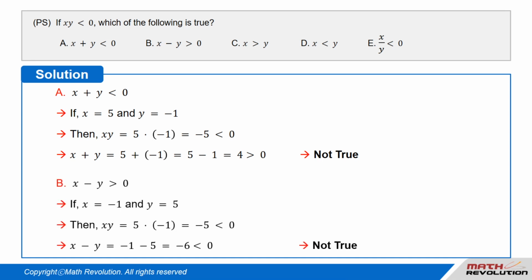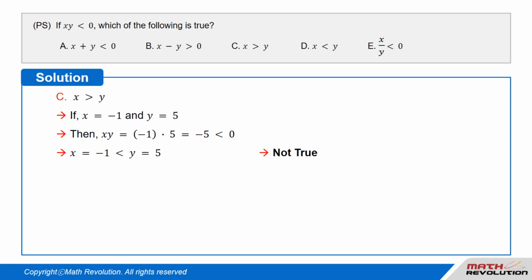B. x minus y is greater than 0. If x equals negative 1 and y equals 5, then x times y equals 5 times negative 1, that equals negative 5, which is less than 0. However, x minus y equals negative 1 minus 5, that equals negative 6, which is less than 0. Thus, this option is not true.